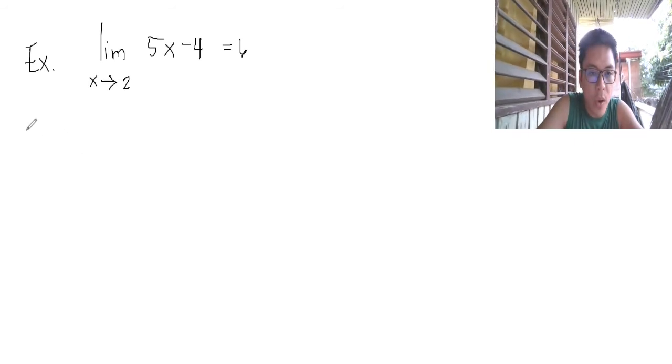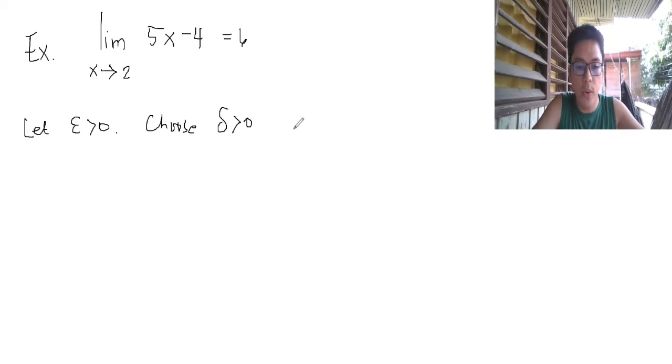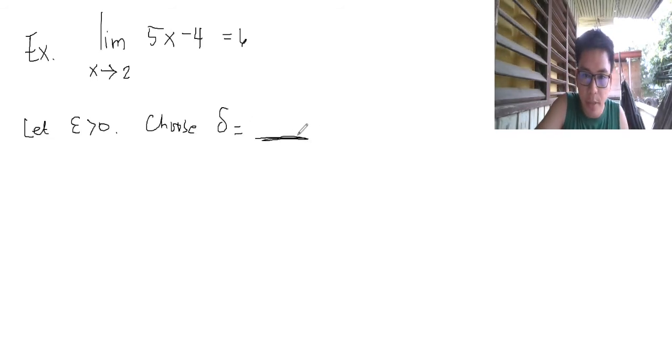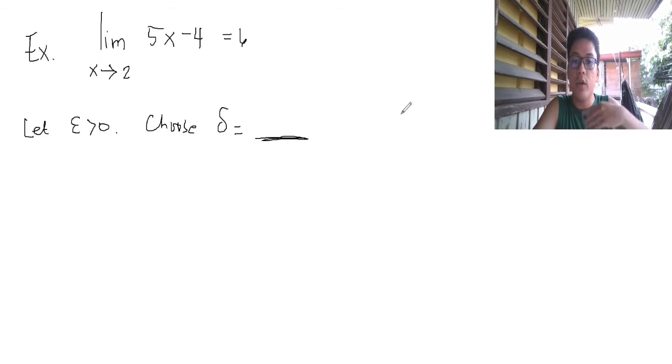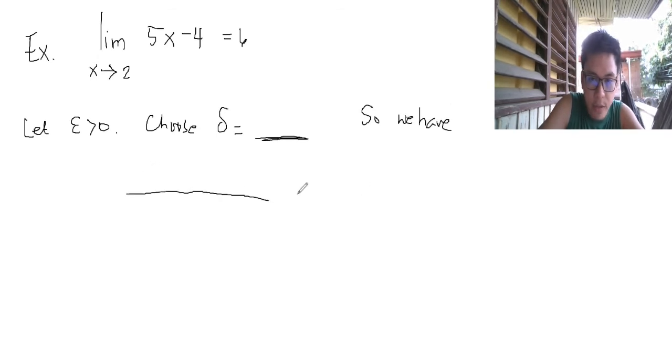Okay, so to start with, we assume that our epsilon is always greater than 0. Then we have to choose a delta. Remember that our delta is always greater than 0. In this case, we don't know what our delta could be. So what we're going to do is choose delta equals something. Let's leave it there and we'll go back to that later. So we have this something. Now, our goal is to end up less than epsilon.